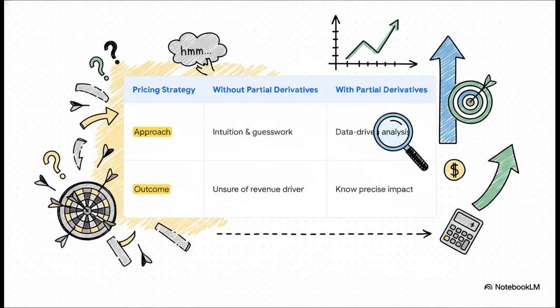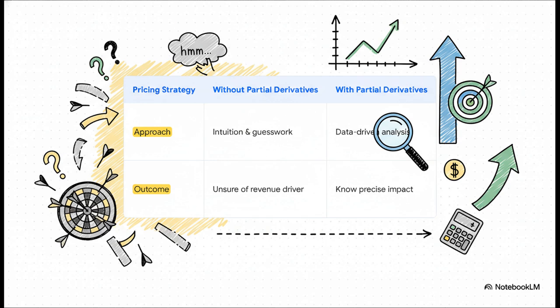Okay, let's really compare these two worlds. On one side, you've got the world without partial derivatives. How do you set prices? Well, honestly, it's a lot of intuition, a lot of guesswork. The manager says, let's try raising the price by 10% and, I don't know, see what happens. You get a result, sure, but it's messy, it's noisy. You don't know why it happened.